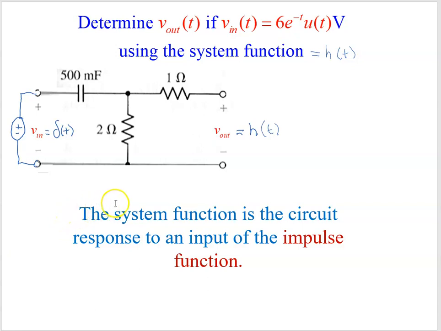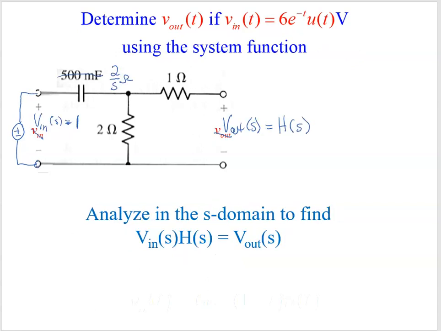So the system function is the response to an input function. What we need to do is apply an input function V in of one impulse, delta of t, and then determine what that output is, and that will give us the system function h of t. So it might be easiest to do this in the frequency domain.